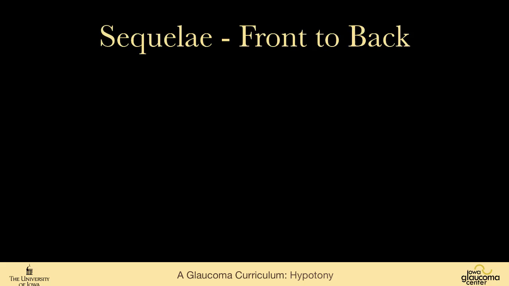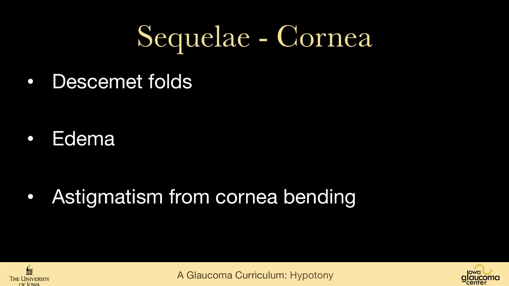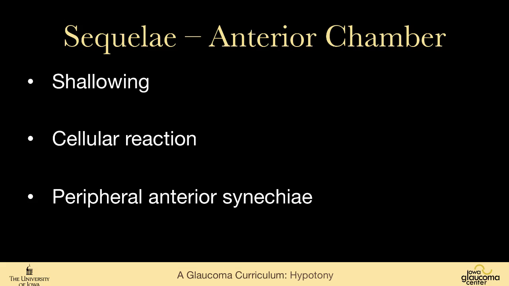And then what do we see? What are the sequelae of having a low pressure? You can have folds in Descemet's layer. You can have corneal edema. You can have astigmatism because the tension of the lids is causing the cornea to bend. And this is really more of a problem in younger individuals who have some tone to their lids than it is in older individuals. The anterior chamber is shallow.